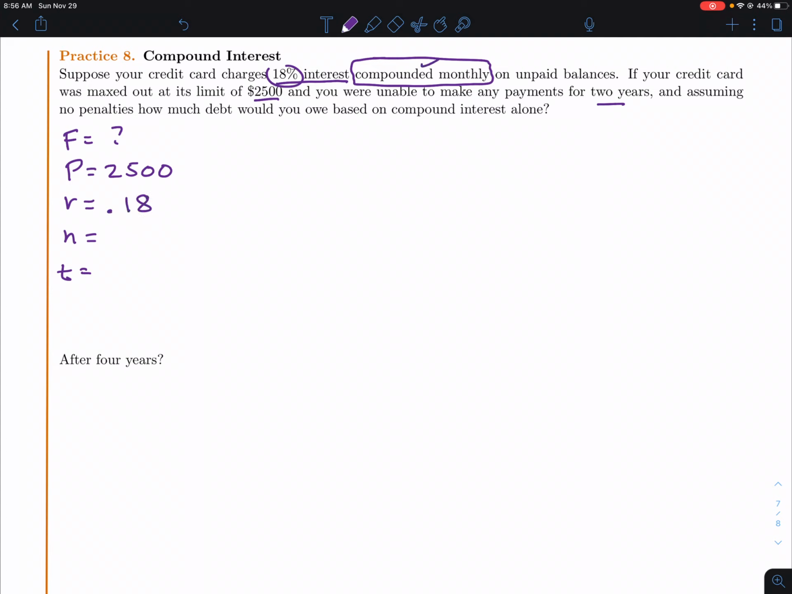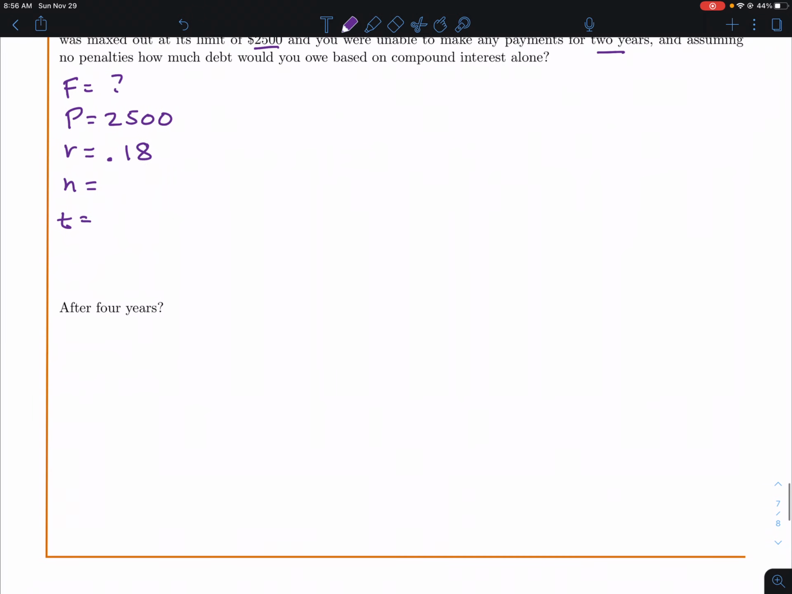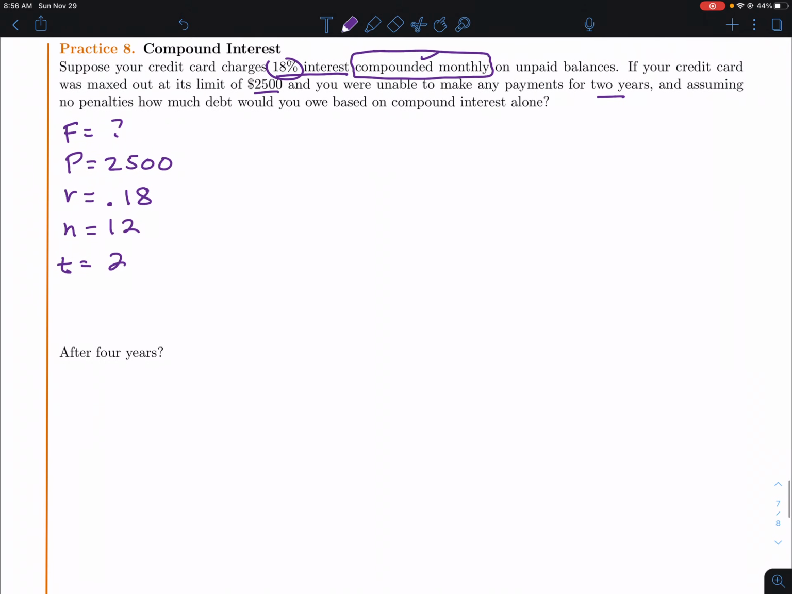Our compounding is monthly. Again, if you forget, just go up to the chart. So n equals 12, and our time was the 2 years in this case. So again, plug this into our compound interest formula. We get F equals P, which is 2,500, times 1 plus 0.18 divided by 12, all raised to the 12 times 2.